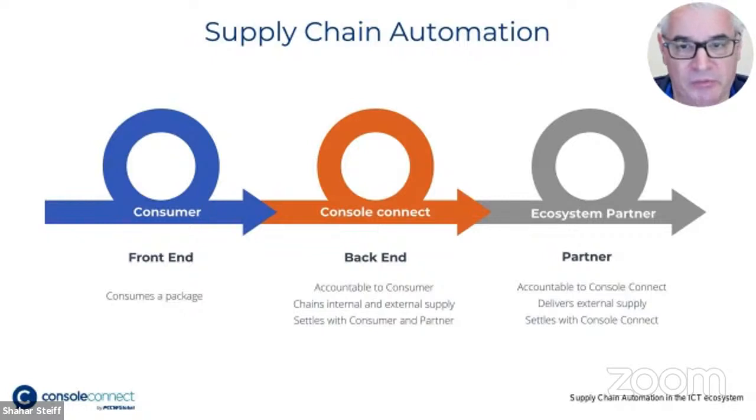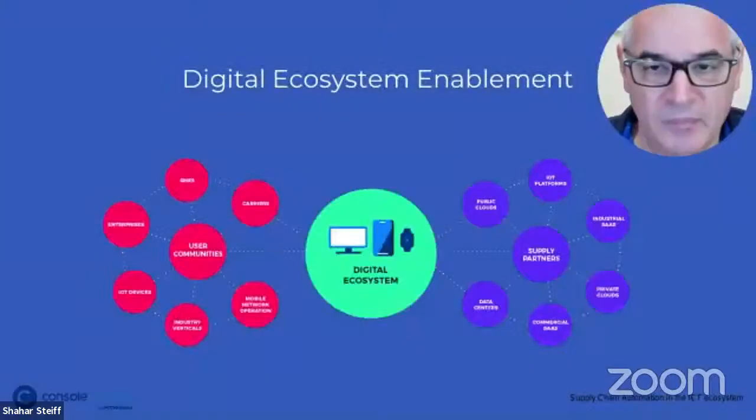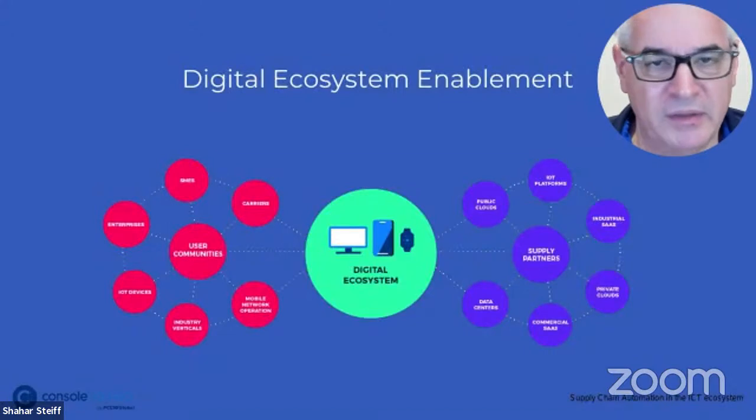The ecosystem partner on their side are accountable to us, to Console Connect, and then deliver the external supply, whatever the supply is. And then they settle with us, Console Connect, and possibly they also have additional suppliers on their side. So basically, we're building a digital ecosystem.